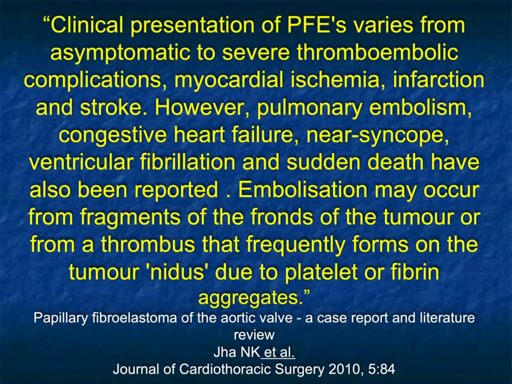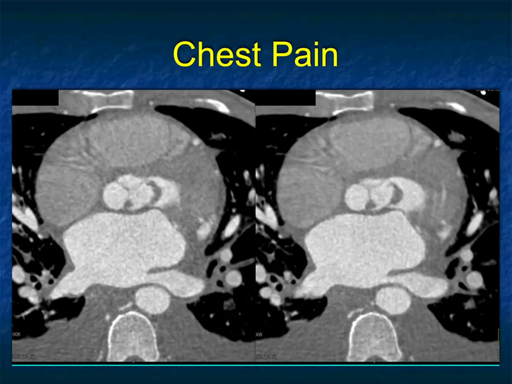Now, in terms of the clinical presentation, I mentioned before, most of the cases we've seen, or all the cases I've seen almost, are asymptomatic. Other patients can present with thromboembolic complications, including distal emboli, infarction, and stroke. Again, most of the time it's going to be an incidental finding, but it can be the cause. It can be the nidus for further complications.